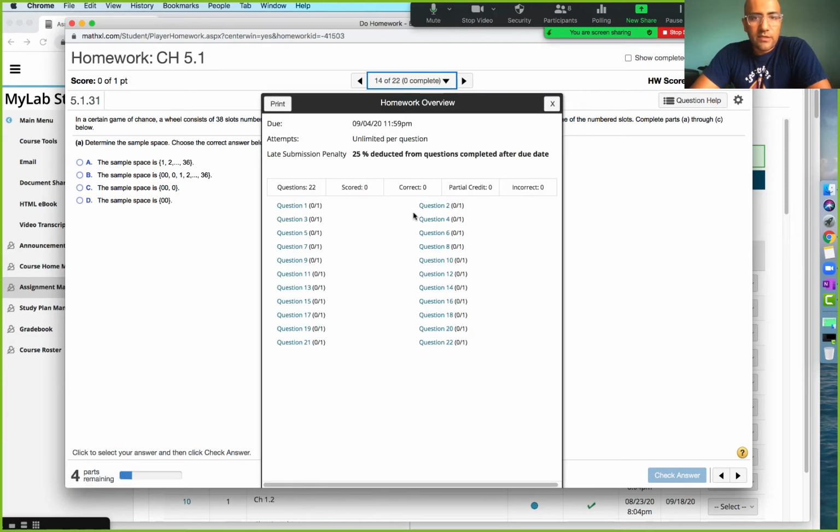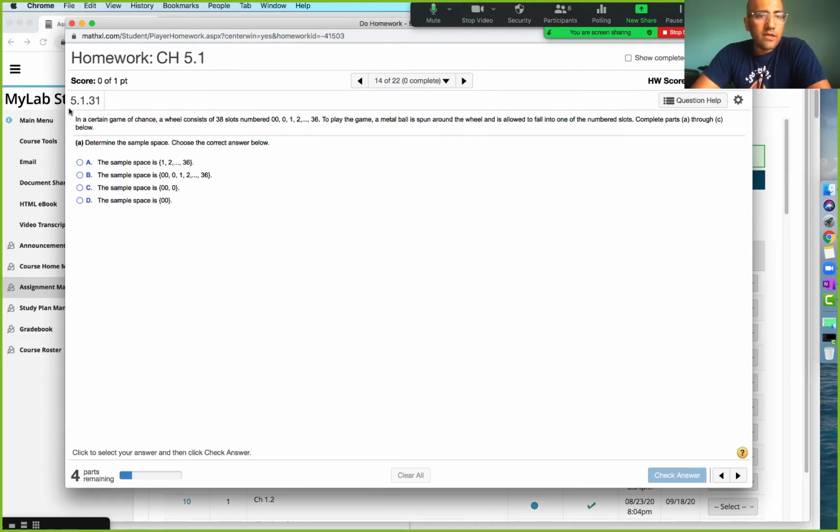the way this works is that if you click this, it shows you all the questions that I assigned to you in section 5.1. So I assigned 22 questions. But then if we go to the book, this right here tells you which question it is in the book. So the 14th question I assigned to you in this assignment turns out to be the 31st question in chapter 5, section 1. So if you go to your book and you flip to section 5.1 and look at the exercises, question number 31 is going to be this one.